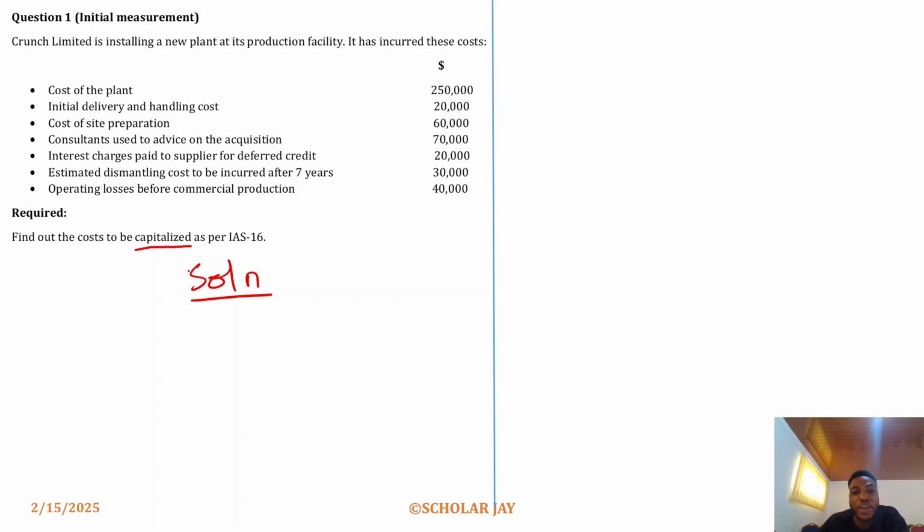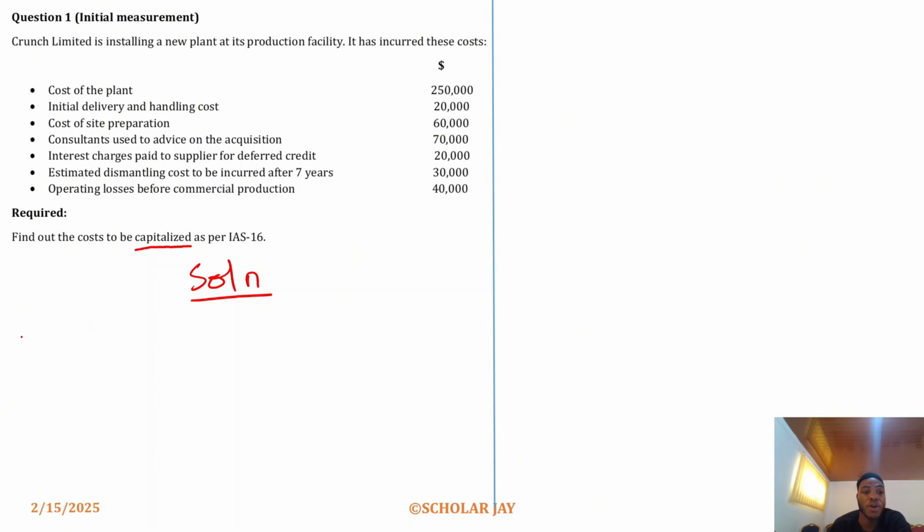It will not be anywhere else. It will always be in the balance sheet. So when you hear capitalization, it means that we are adding up to a cost in the balance sheet. That is what it means. And when you hear expense, it simply means that we are taking it to the P&L. So capitalization means that it's going to the cost of the asset. So find out the cost to be capitalized as per IAS 16.